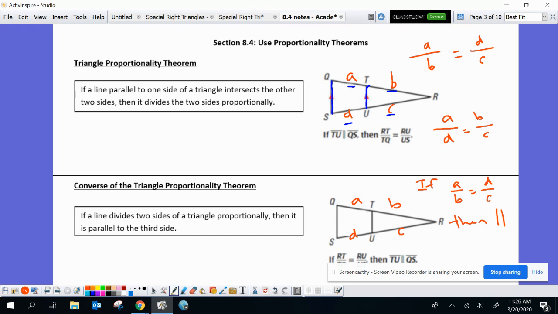The converse of that is that if you have those 4 pieces, A, B, C, and D, and you notice that they are proportional, so at this point you don't know this line TU is parallel, if you can show that A over B equals D over C, or A over D equals B over C, then your conclusion is the lines are parallel, and now we know that they would be parallel.